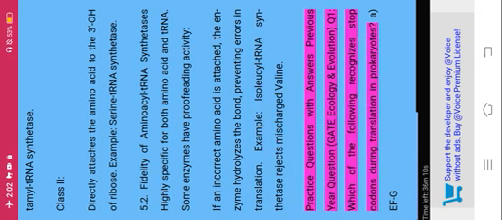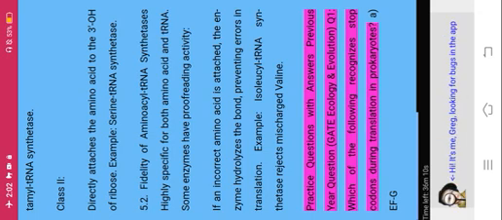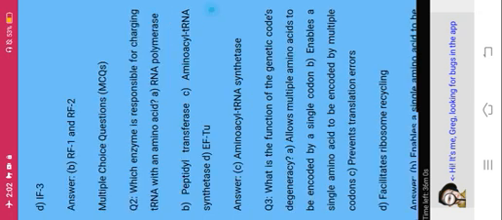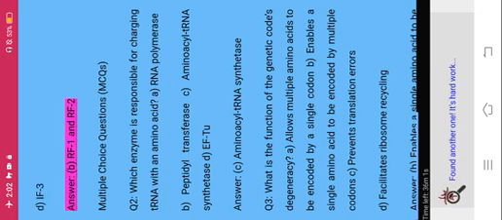Practice questions with answers. Previous year question, GATE Ecology and Evolution. Q1. Which of the following recognizes stop codons during translation in prokaryotes? A. EF-G. B. RF1 and RF2. C. eRF1. D. IF3. Answer: B, RF1 and RF2.